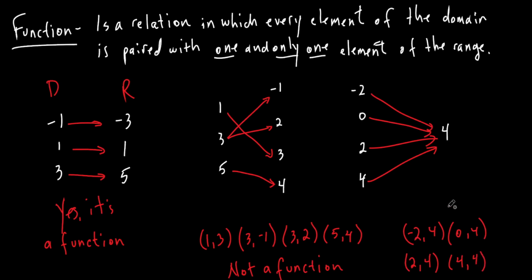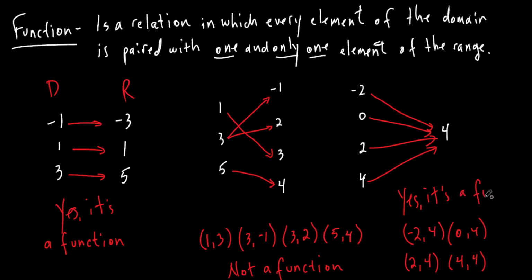Everybody see that? Is this a function? It is. Because look, this one right here, negative 2, only goes to the 4. Even though this other element of the domain goes to the same range, and this 2 goes to the same thing, and the 4 goes to the same thing, this is still a function. So I'm going to put yes, it's a function.